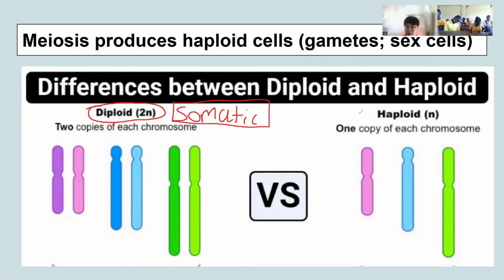Yeah, does that make sense? The somatic cell just equals our body cell. Somatic cells equal our body cells. So non-sex cells.